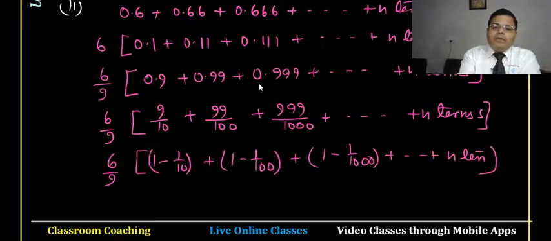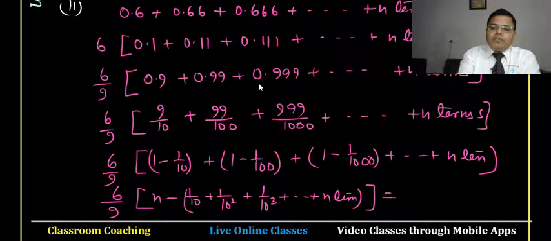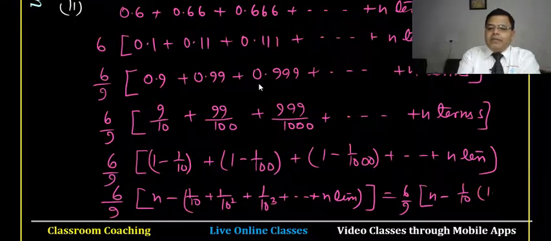Now 1 plus 1 plus 1 in n terms will be n. So that will be n minus 1 by 10 plus 1 by 100, that is 10 square, plus 1 by 1000, that is 10 cube, up to n terms. The negative sign is taken common. So that will be 6 by 9 into n minus a, which is 1 by 10, into 1 minus r to the power n upon 1 minus r.